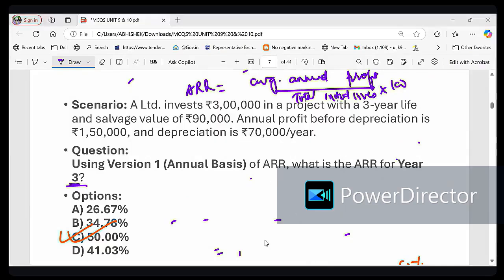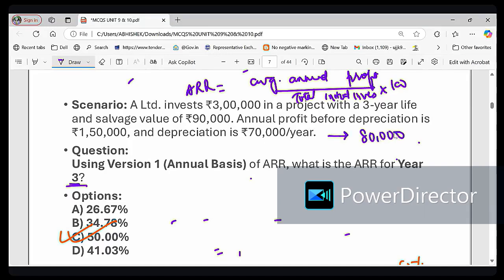So what is the average annual profit? One answer I'm getting is 34.78. Let me check whether it is correct or not. Can you tell me what the average annual profit is? The problem tells us the annual profit after depreciation, which is 80,000 per year. Just subtract these two, 80,000 per year. So the average annual profit is 80,000, and the initial investment is 3 lakh. Write 80,000 in the numerator and 3 lakh in the denominator and multiply it by 100. How much are you getting?